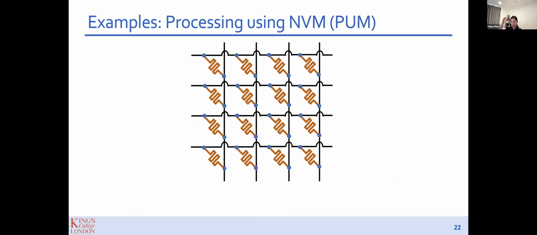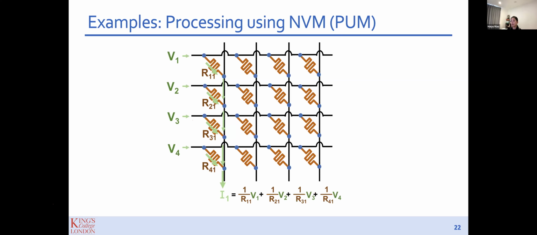The high-level idea is quite similar to processing using DRAM, but they have different characteristics. DRAM uses capacitance to store the data, and NVM uses the level of resistance of the cell to store the data. For example, here is a 4x4 NVM array, and we have the resistance to represent the data stored inside it. If you want to do the computation, we can apply some voltage on the word line and then sense the current on the bit line through Kirchhoff's law. And here is the result that I sensed.